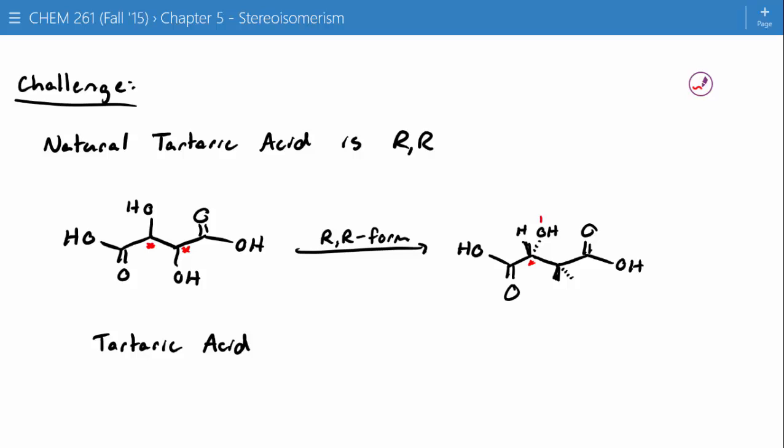Oxygen. What's our next highest priority? Would it be the carbon on the left or the right? The left, because the carbon on the left has 3 oxygens coming off of it. The carbon on the right only has 1 oxygen. So the carbon on the left wins. So we go 1, 2, 3. All right. So it's going left, which is our S conformation, but why is this R?